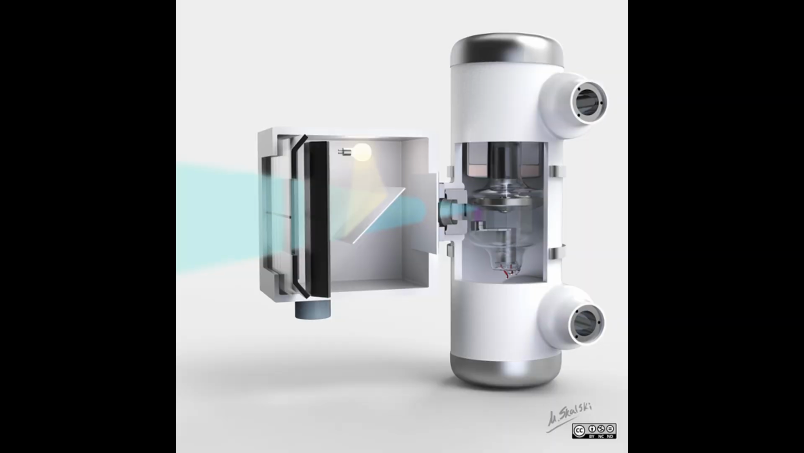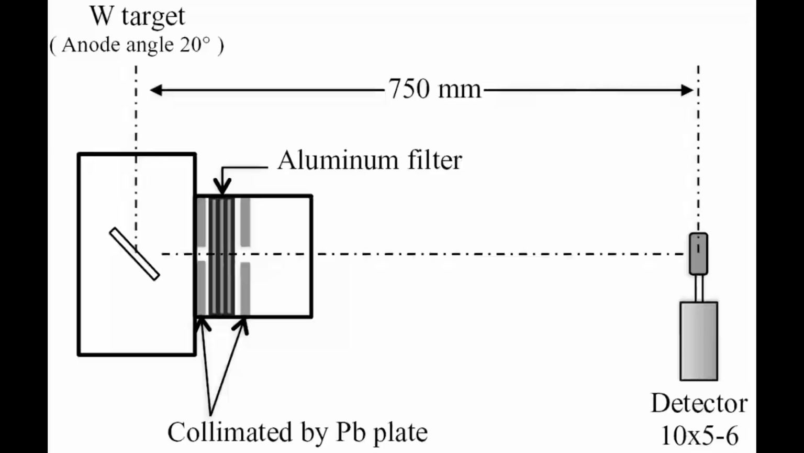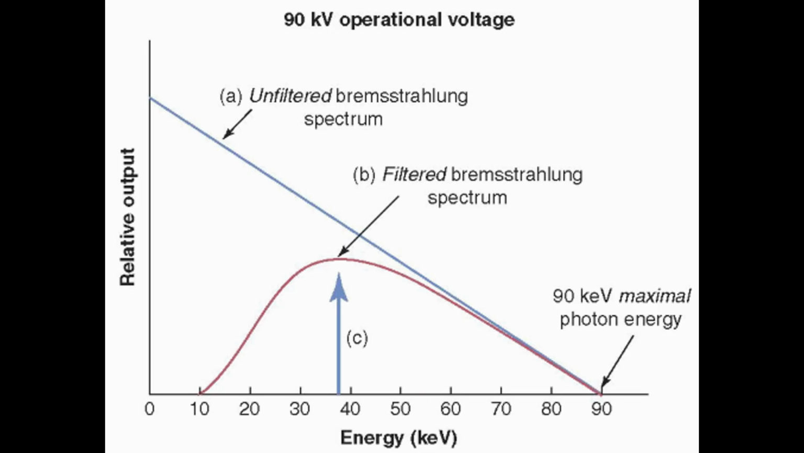Three, filtration. Filtration means removing low-energy photons that have no diagnostic value, but increase the patient's skin dose. Filters are usually made of aluminum or similar materials, and can be inherent, meaning built into the tube structure, or added, meaning positioned before the beam exits. The goal of filtration is to increase the average energy of the beam, to raise the HVL while reducing the patient's surface dose.